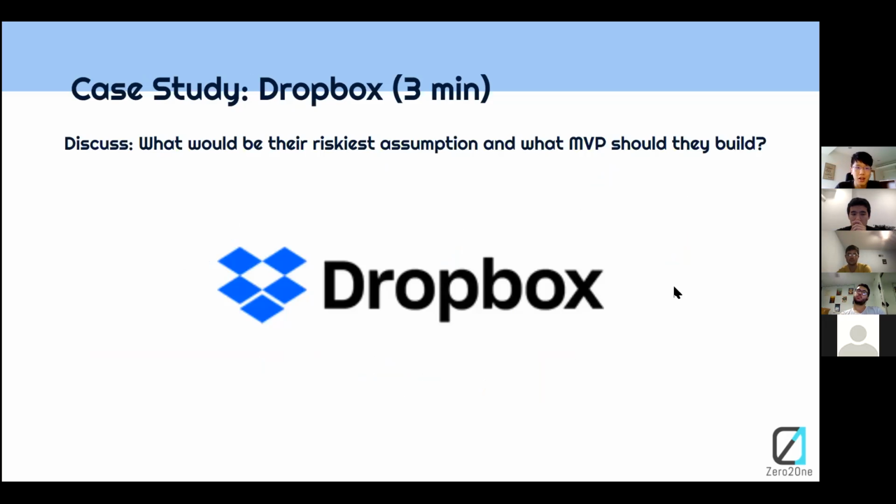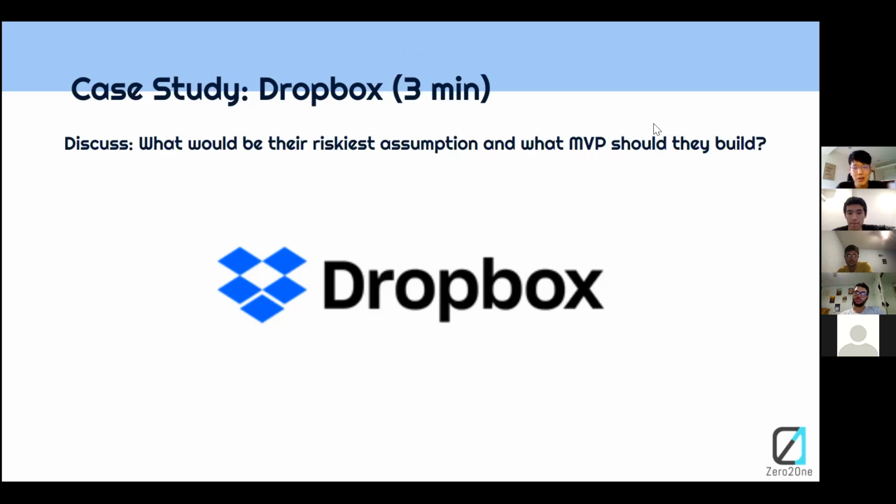All right, let's do a really quick case study activity. Do you all know Dropbox? Raise your hand. Who knows Dropbox? A few of you. If you don't know what it is, it's kind of like Google Drive, but it existed before Google Drive was even created. It's basically for you to share files with other people, right?